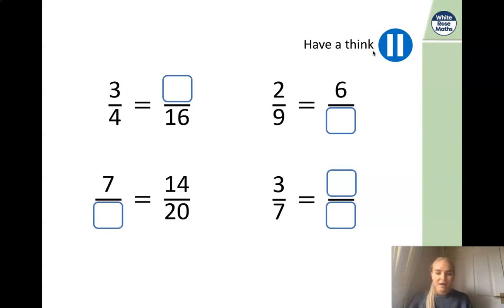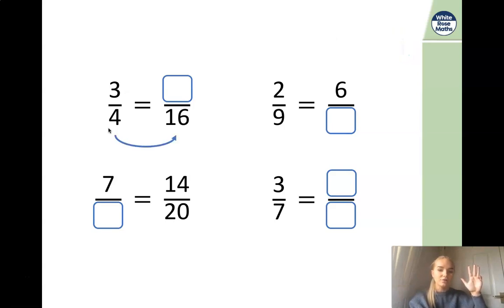Okay, how did you do? How do we get from 4 to 16? What do we have to multiply? Shall we count in our 4s? Ready? 4, 8, 12, 16. We have to multiply it by 4. So we need to multiply 3 by 4. What is 3 multiplied by 4? Let's do this together too. 3, 6, 9, 12. So I can see that this fraction would be 12 over 16.